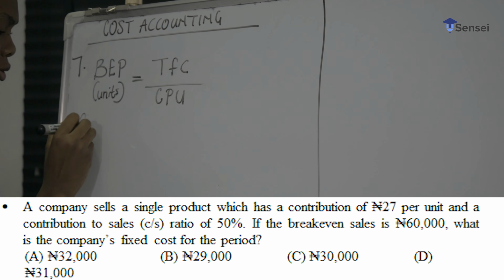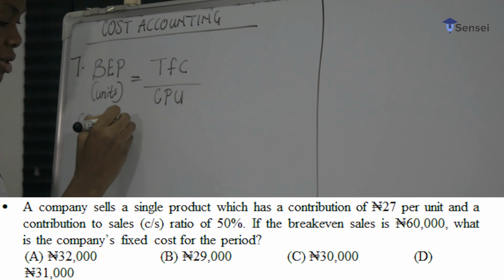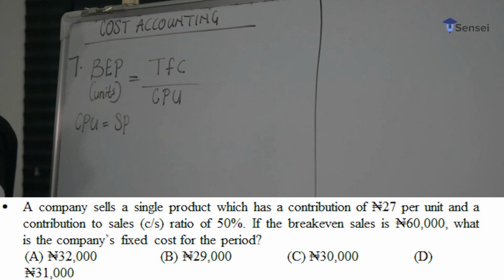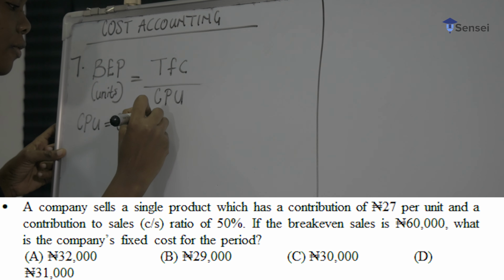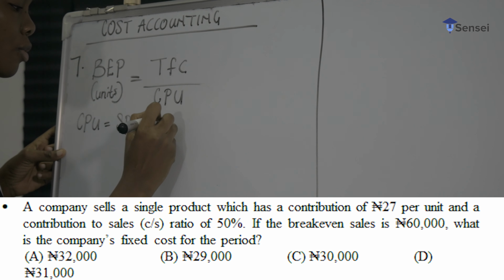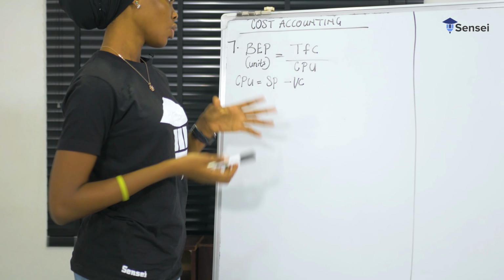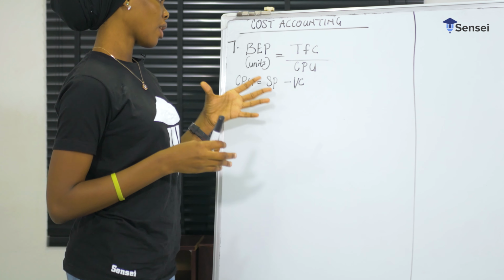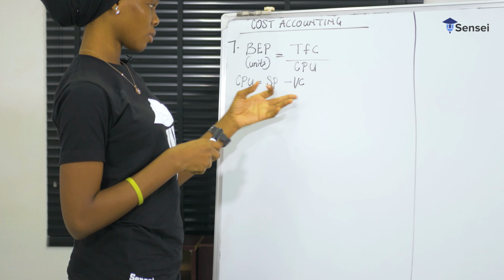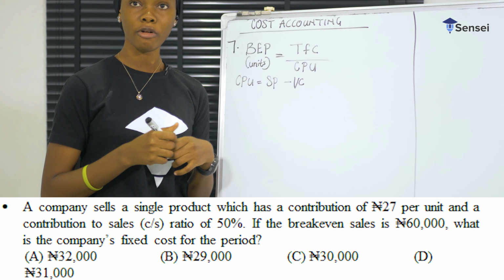To get our contribution per unit, it is just the selling price per unit of the product, then we deduct our variable cost per unit from it. So if we are given a question, we can always write down the formula and then fix in whatever figure we are given for a particular item. So we go back to the question. We are asked to calculate the total fixed cost.